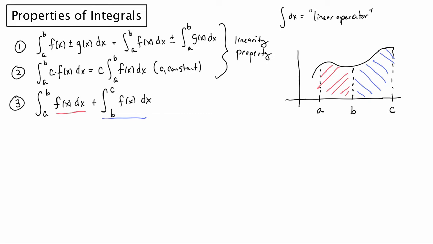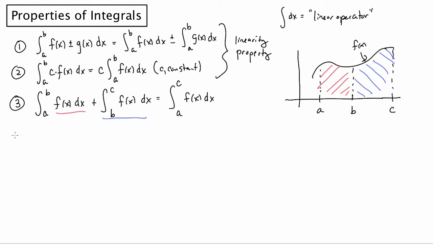There should be no reason why the area under the curve f of x from a to c isn't the same as taking a to b and adding it to b to c. And that's what the property says: the integral from a to c, just going straight a to c, is going to be equal to splitting it up, a to b, b to c.